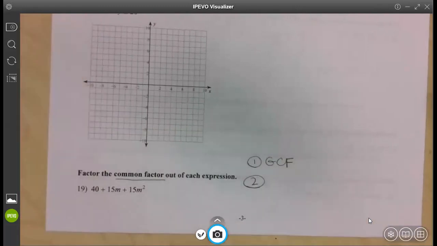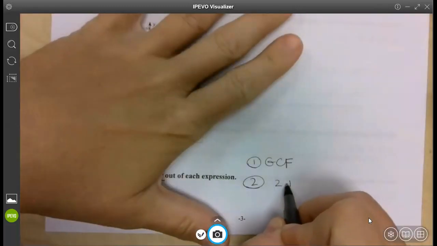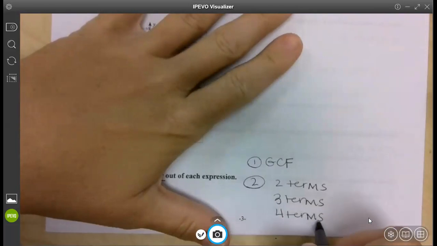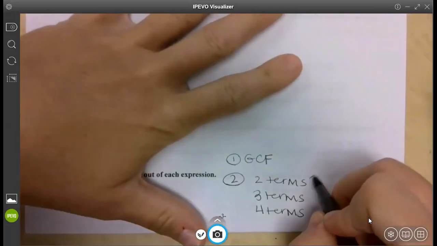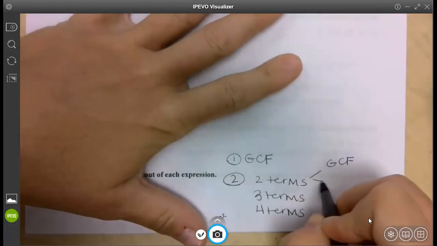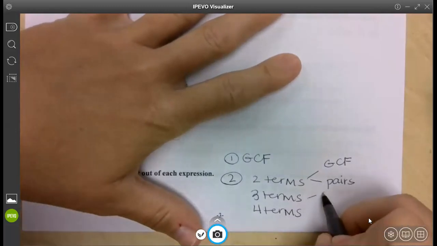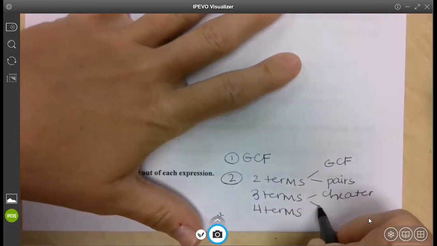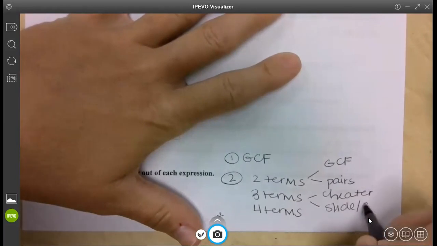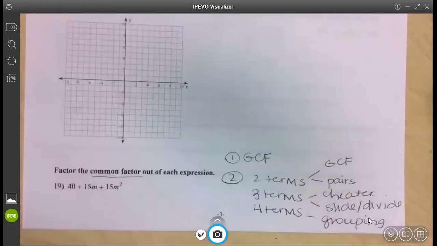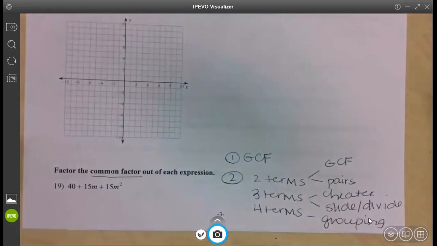Our second step, you want to look to see what it is. It can either be 2 terms, 3 terms, or 4 terms. So this is like a little cheater chart. If it's 2 terms, it's either just GCF or pairs and share. If it's 3 terms, it's the cheater method or slide and divide. And if it's 4 terms, the only thing it can be is grouping. Okay, 4 terms is grouping.